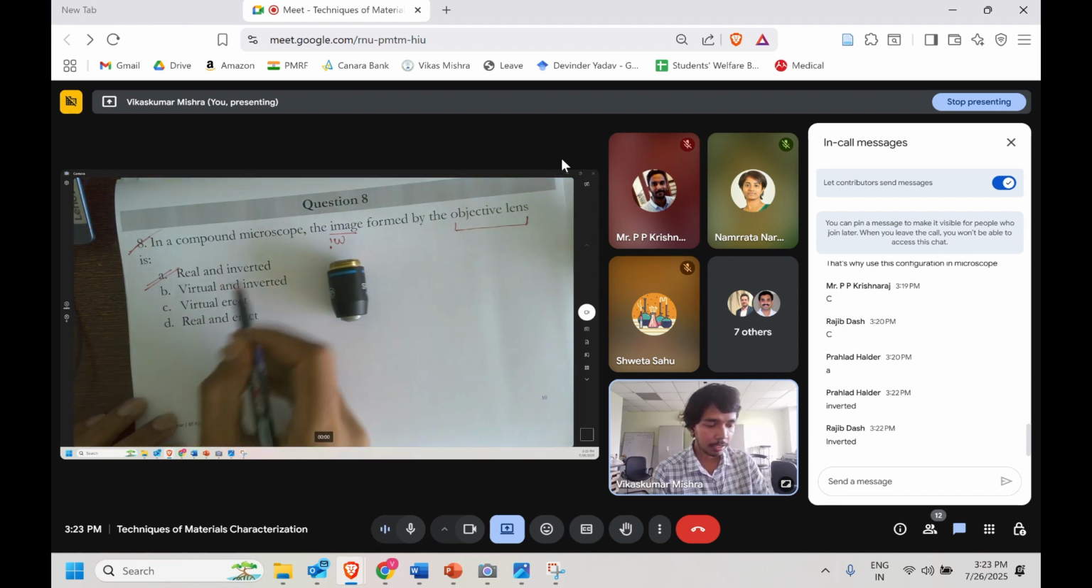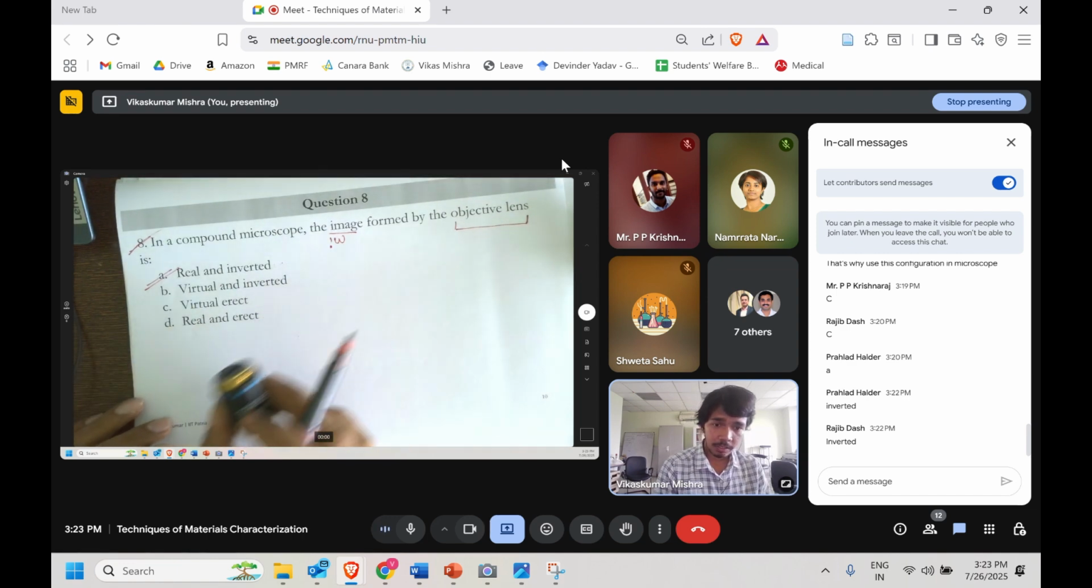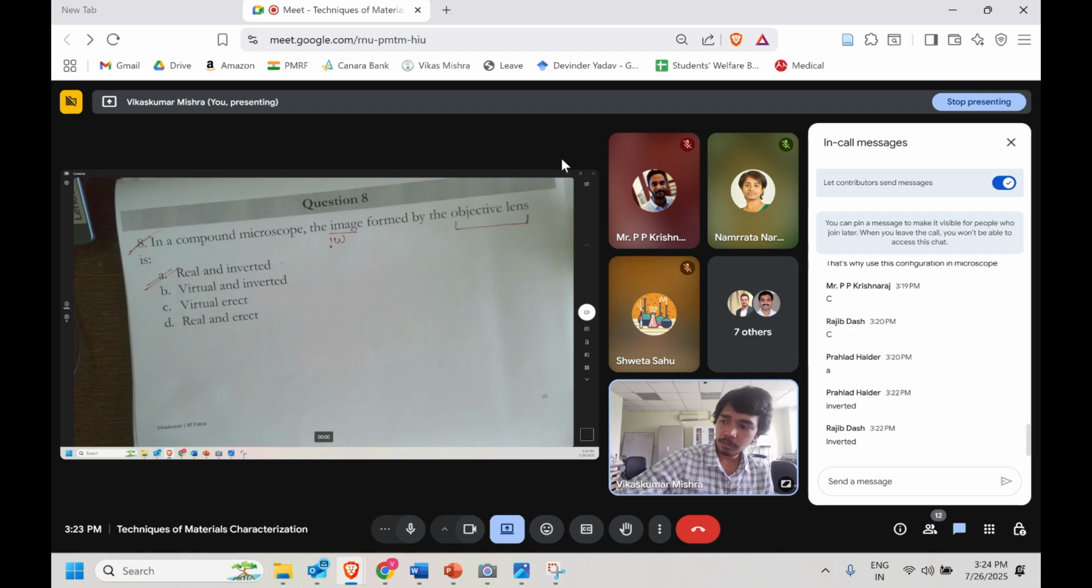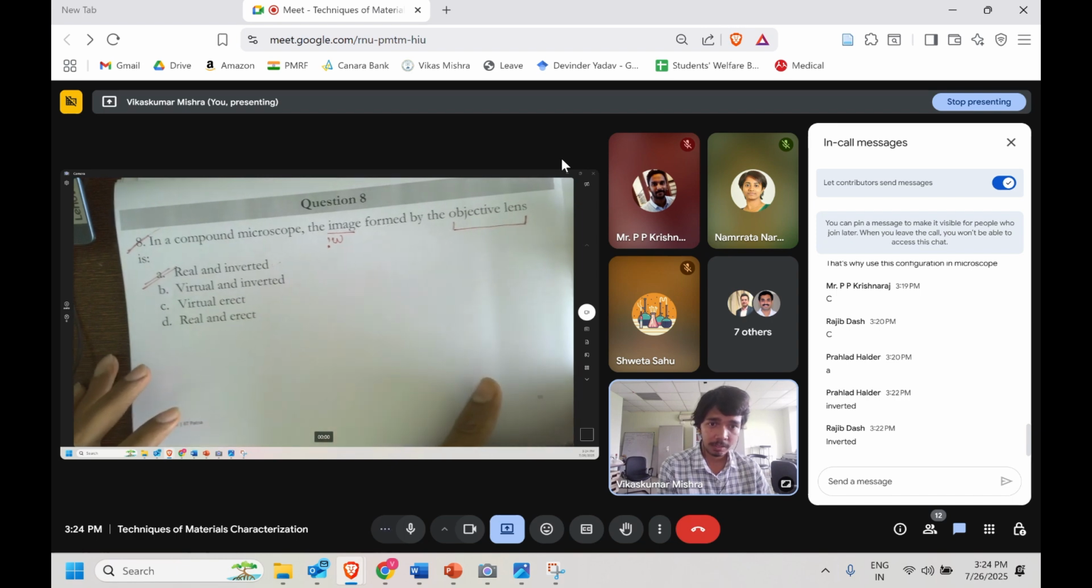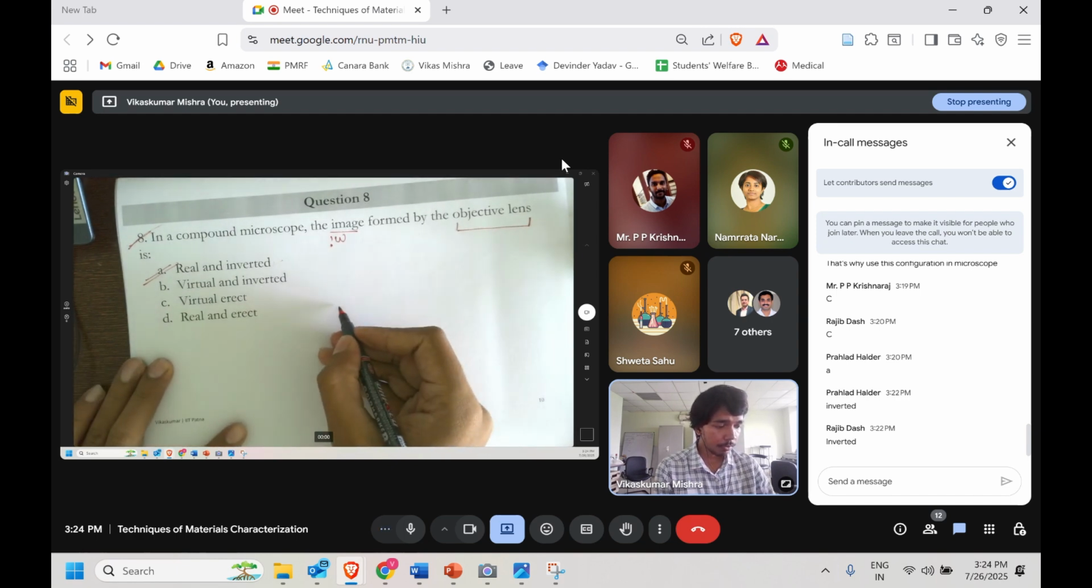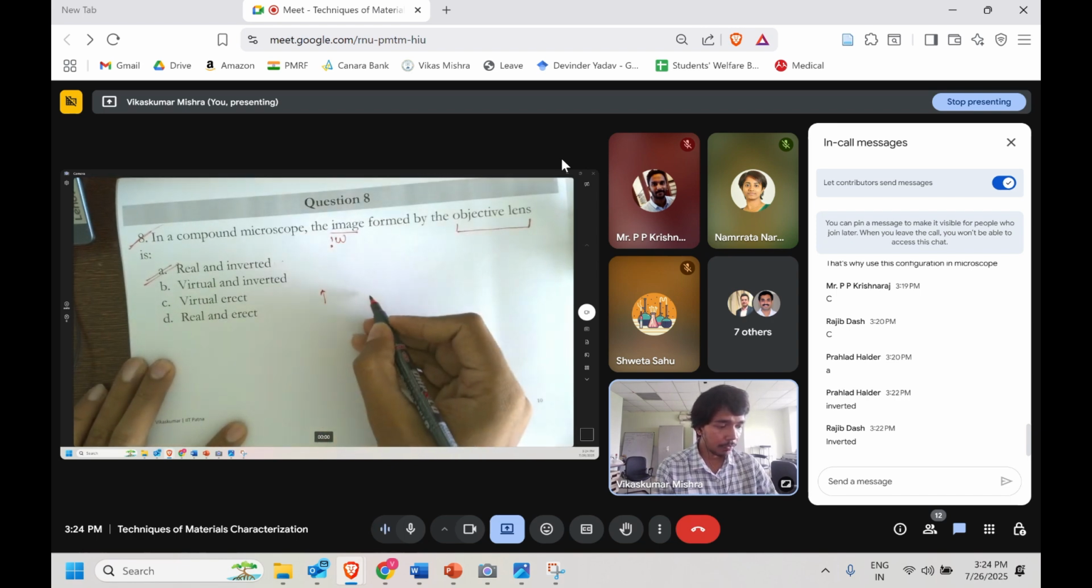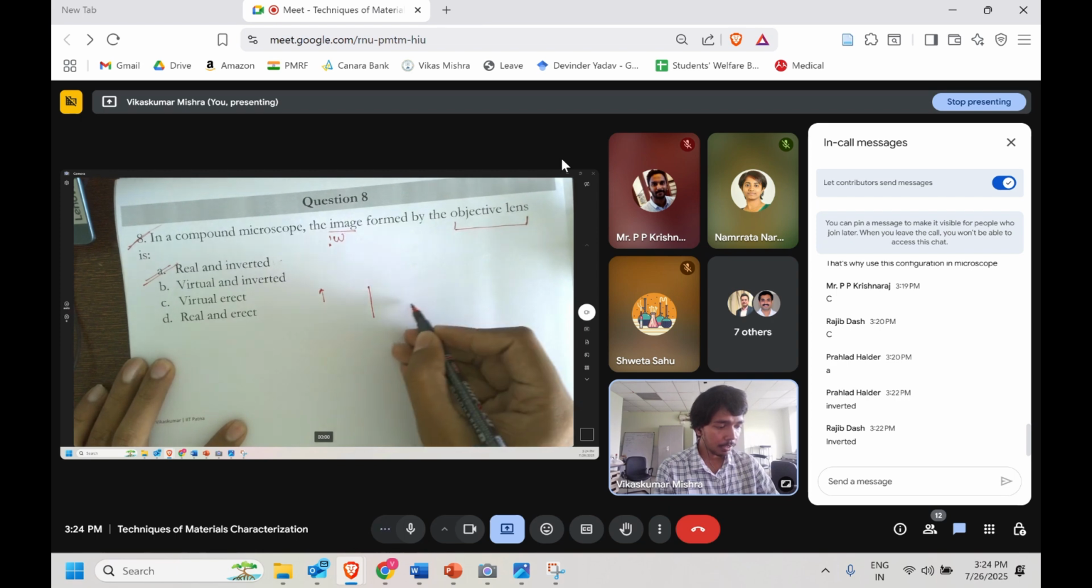So this objective lens is responsible for the production of the real and inverted image. But one thing we have to understand: we got the inverted image, but we need to invert it again, right? We don't want to see an inverted image at the end whenever we see optical images. So this was my object. It went through the objective lens. It got inverted.